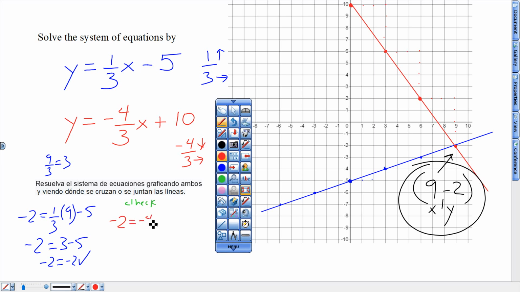If I plug it into the red one, negative 2 for y. Got negative 4/3 here. Gonna plug in that 9 for x. But don't worry, because when you times straight across, this becomes negative 36 over 3. And if you do that, that gives you negative 12. So that ends up being negative 2. Is that the same as negative 12 plus 10? And you can see, yes it is.